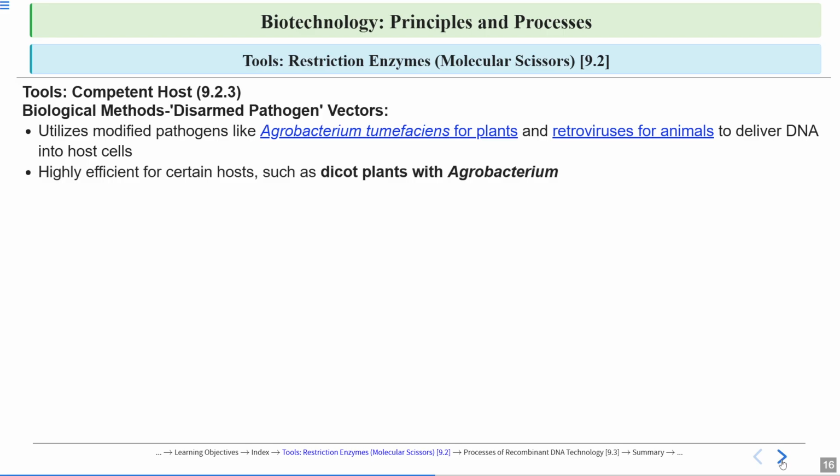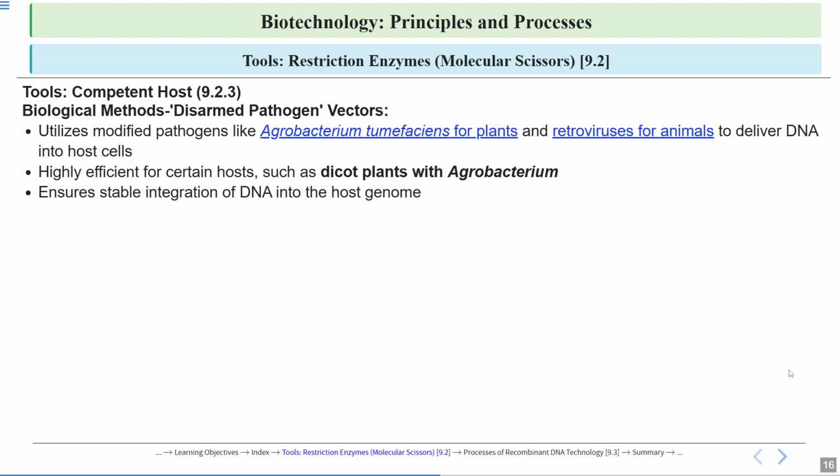It is highly efficient for certain hosts, such as dicot plants. This Agrobacterium is mostly efficient for dicot plants only. Initially it is used to induce tumors in dicot plants only, and then it ensures the stable integration of DNA into the host genome, because it is biology.